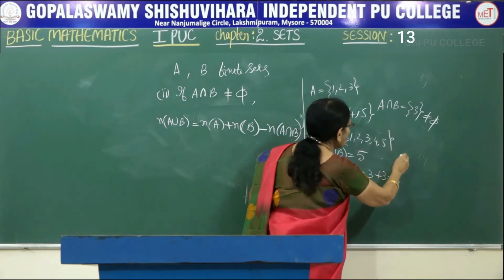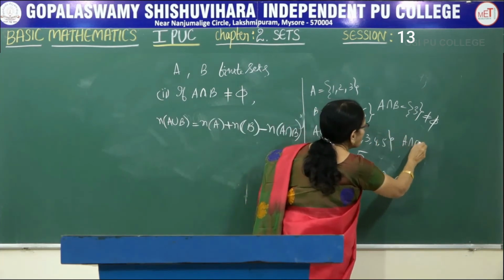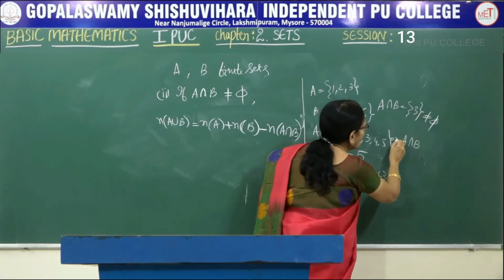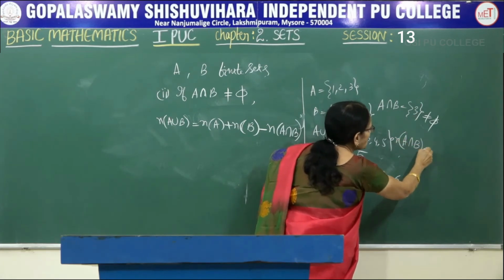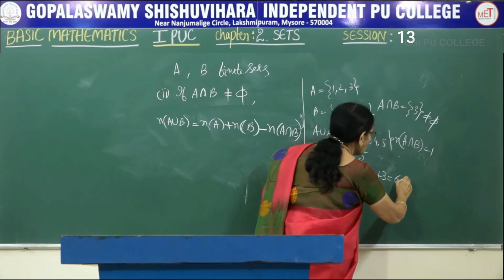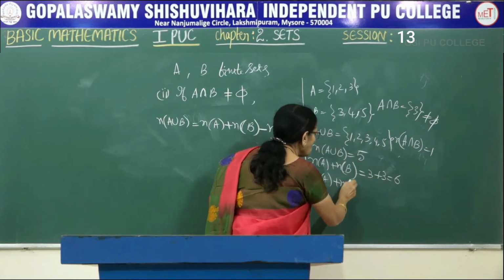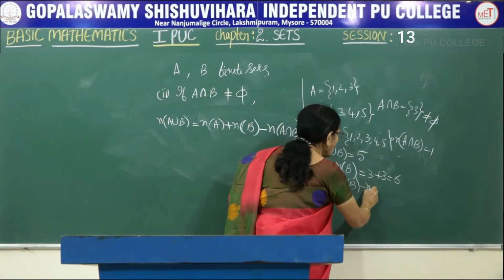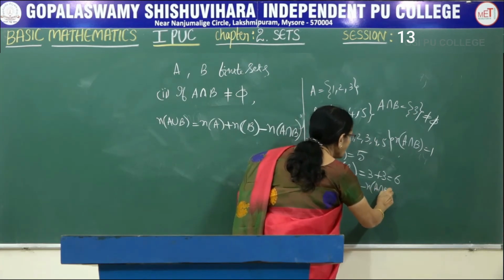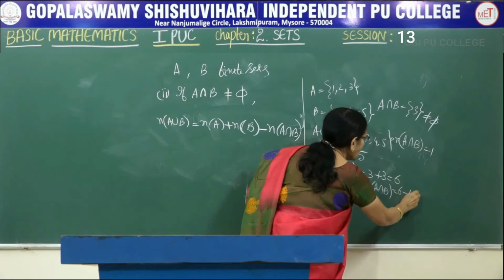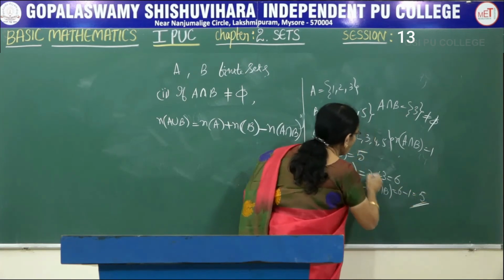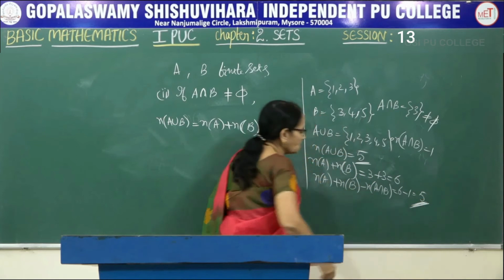And what is A intersection B here? A intersection B is a singleton. Therefore, what is N of A intersection B? It is 1. So, from that I am subtracting: N of A plus N of B minus N of A intersection B. That is 6 minus 1, which equals 5. So, this is also 5, this is also 5.